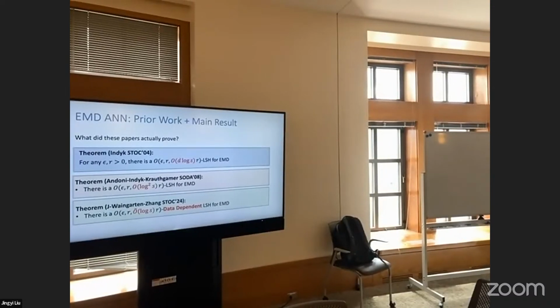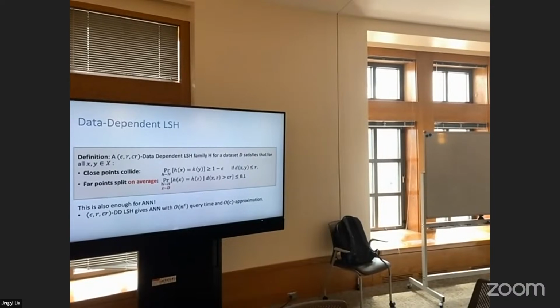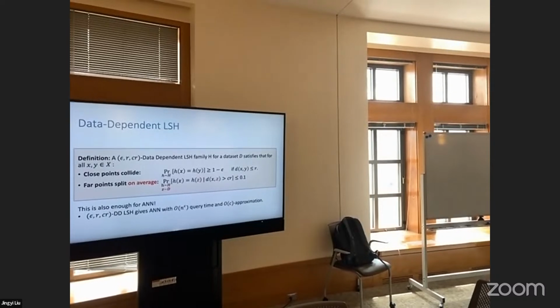So what is this contraption? What is a data dependent LSH? Well, it's a very similar definition. First of all, one property to note is that the hash family is allowed to depend on a data set D that's given as input. That sort of makes sense. It's called data dependent. So you look at the data set D, and you can construct your hash family as a function of D.